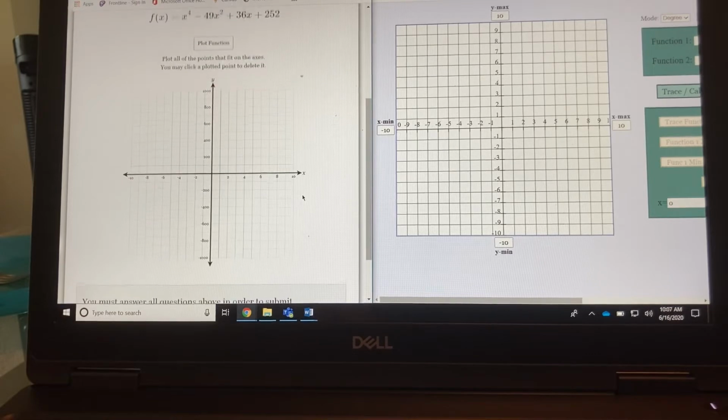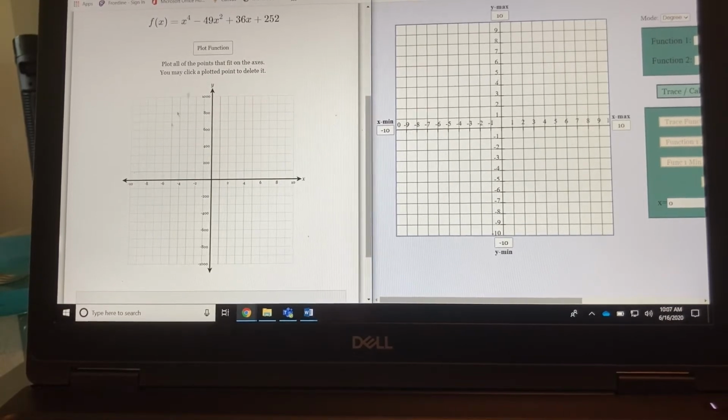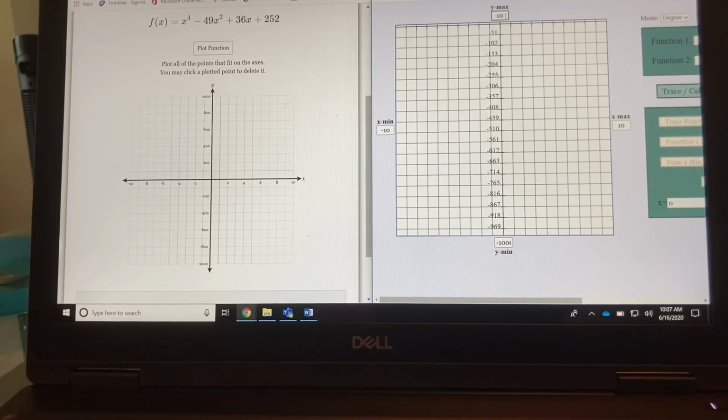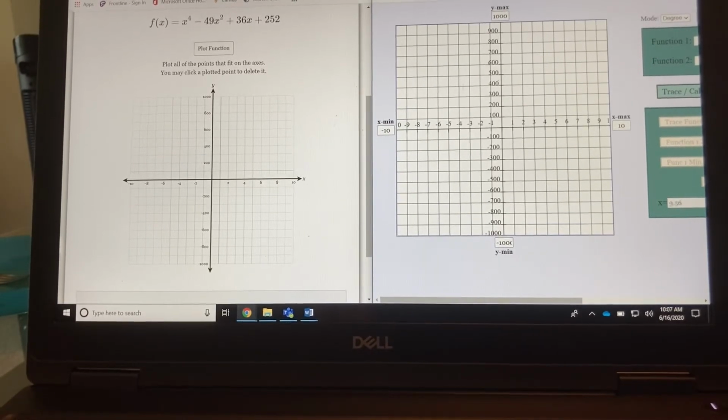Okay, so first thing that you want to do is, if you notice, this graph goes from negative 1,000 down here all the way up to positive 1,000 here. So you want to change that on your graphing calculator. So make that negative 1,000. And this is going to be positive 1,000. Now your picture is going to look very similar to the picture here. That'll help you when you're graphing.